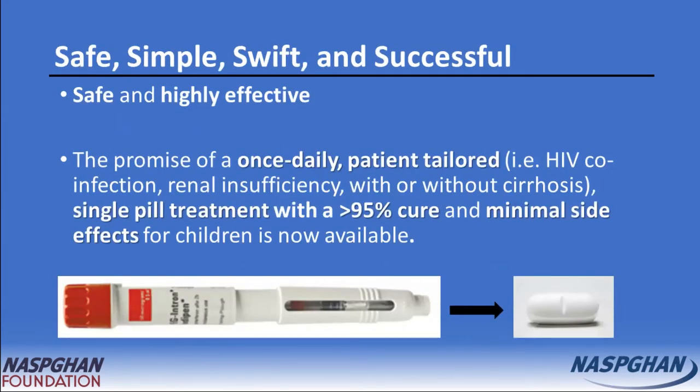So what does that mean? It means today we have very safe, very simple, really quick therapies that are very successful. So when I started on this journey with the first trials that I did in interferon with children back in the 1990s, we were looking for the promise of a once-a-day, patient-tailored, single pill treatment with a 95% cure rate and minimal side effects. That is now available for all children more than 3 years of age.